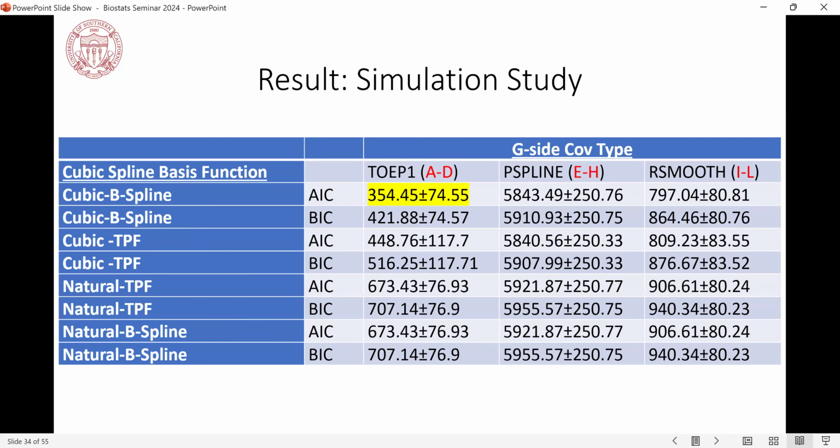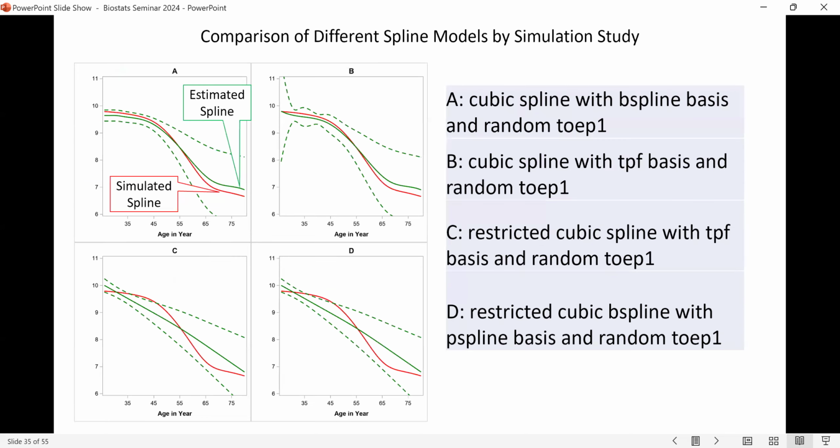So here's the AIC. Very clearly, you can see the winner: the natural and cubic B spline is the winner, with the smallest AIC and BIC. Now look at the graph. C and D, what's wrong? In C and D, the green is the predicted, and the red curve is the actual simulated curve.